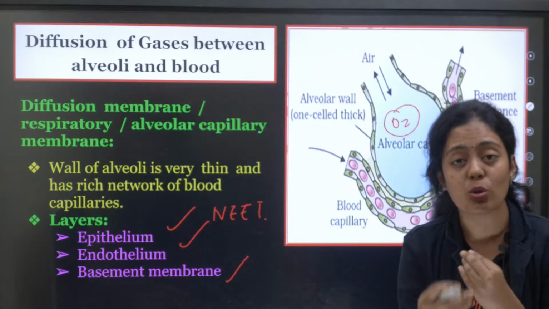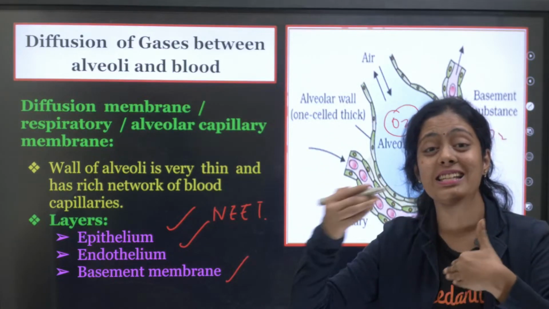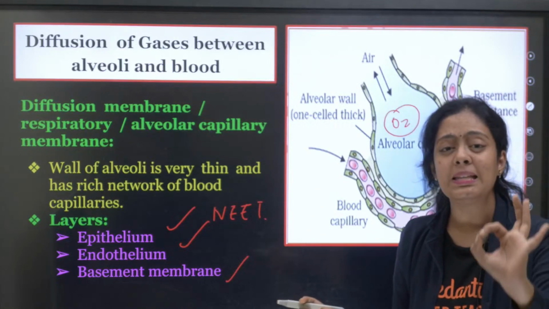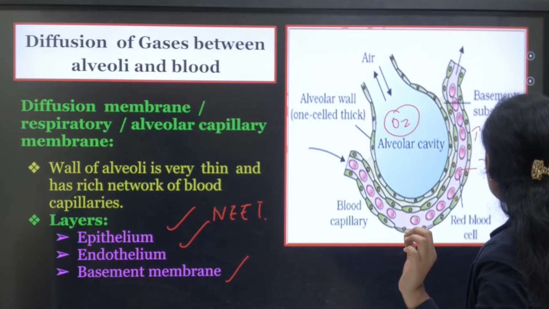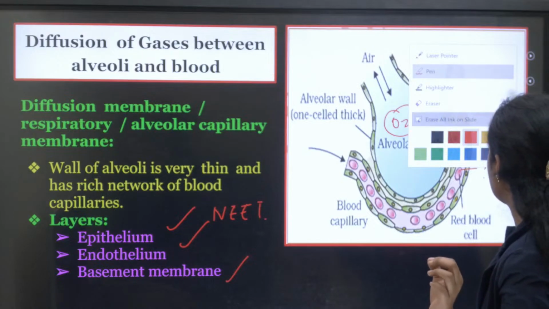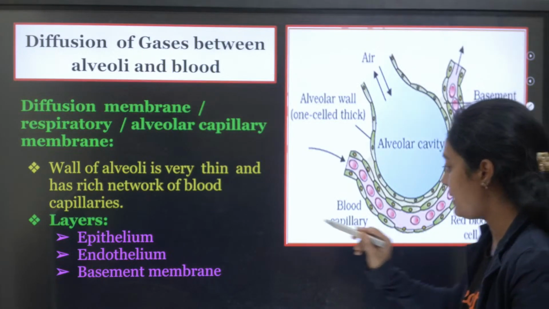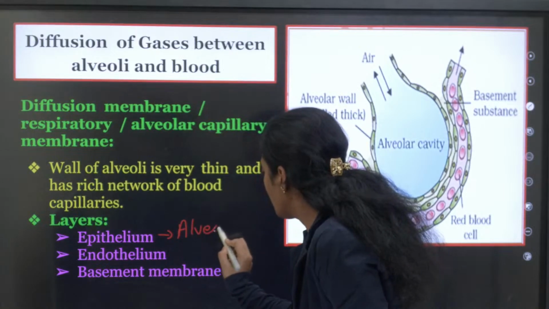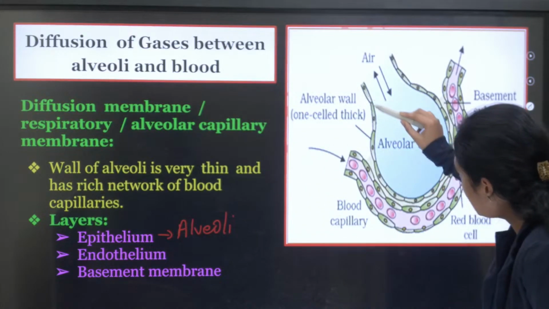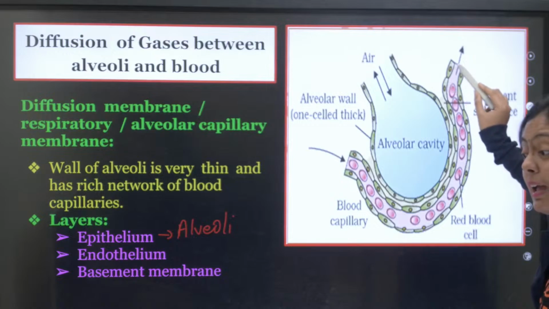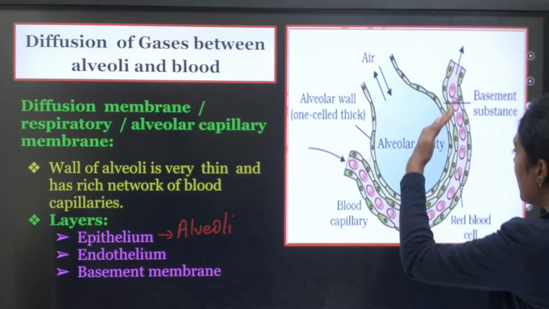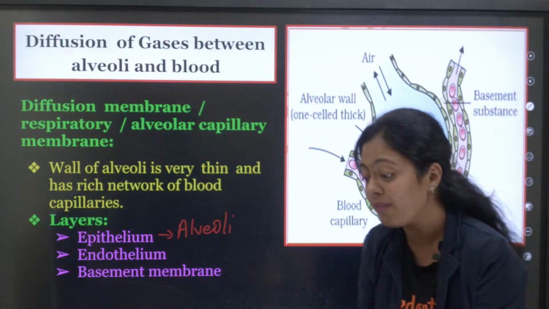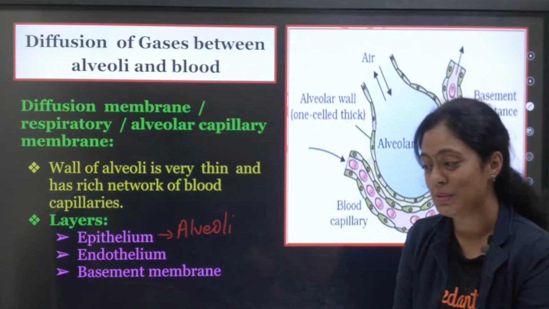What are the layers through which the gas gets diffused in your alveoli and blood vessel? Ma'am, the epithelium. So this epithelium, yes, very good. The epithelium is present in my alveoli. Okay, epithelium is this. Can you see the green color cells? That is your epithelium. In between the alveoli and the blood vessel, it is squamous epithelium. Awesome.